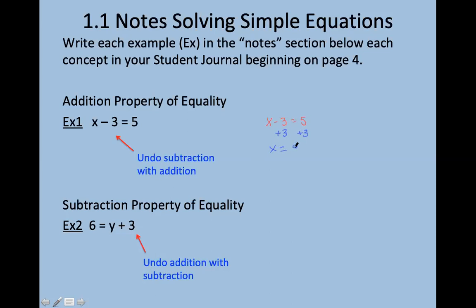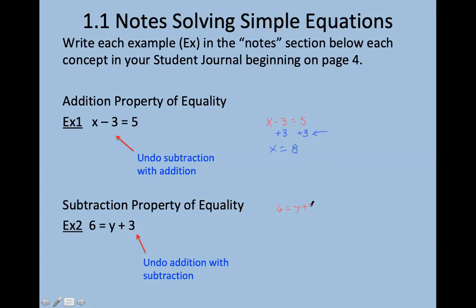So the one thing you want to be careful of when you're solving equations is make sure that you're doing the operation to both sides of the equation. That's really important. All right, the subtraction property of equality says you can subtract the same number from both sides and you still produce an equivalent equation. So again, write down example 2 on your paper. So I'm going to write example 2, which is 6 equals y plus 3.